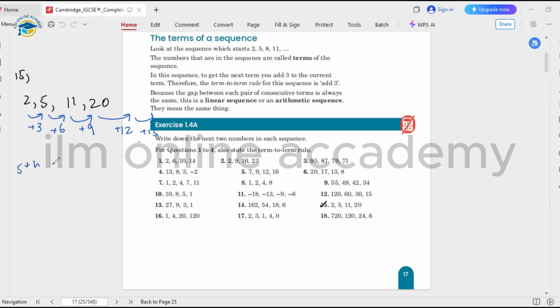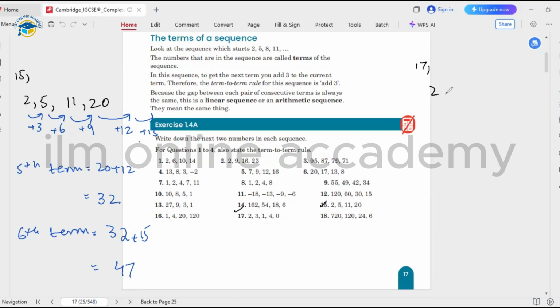So for that reason, the fifth term of the sequence will be 20 plus 12, and that will be 32. Next, the sixth term of the sequence will be, in 32, we need to add 15. Because 32 is the last term now, and we need to add 15, so it's coming to 47. These are the next two terms of the sequence. So let's go on with one more question. Okay, let's go on with 17.